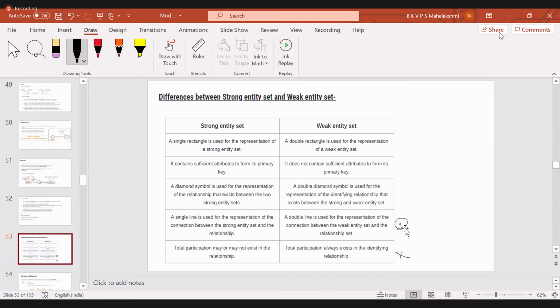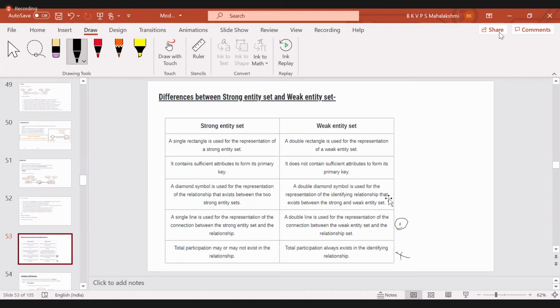Understand? See here, a diamond symbol alone is for representing the relationship between two strong entity sets. To represent the relationship between two strong entities, a diamond symbol is enough.